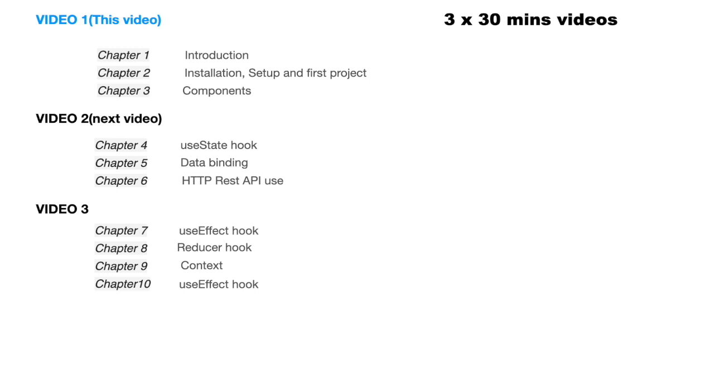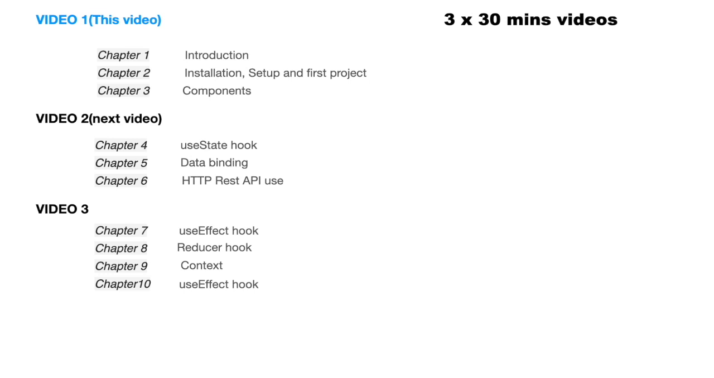In the Part 2 video, Chapter 4, we will start learning about React hooks, and we will begin with the use of the state hook. So we will learn about states, and our React application will start loading contents dynamically. We will be responding to the user's click over the web app. Chapter 5, we will learn data binding in React. We will be able to pass data between the components.